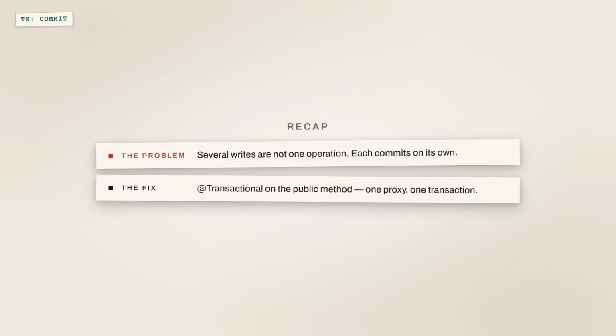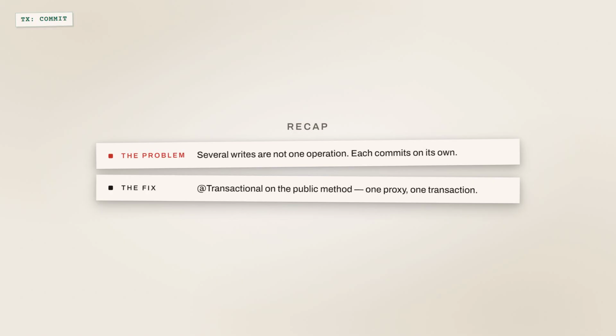Okay, we saw all of this. Let's quickly do a recap. The problem: a method that does several writes is not one operation. Each write commits on its own, so a failure halfway through leaves your database in a state that should never have existed. The fix: add @Transactional on the public method that represents the whole unit of work.